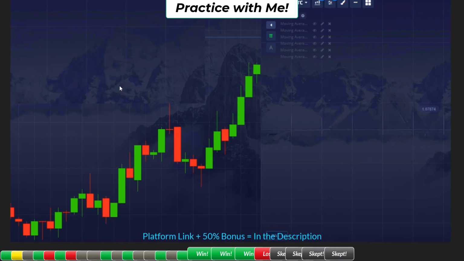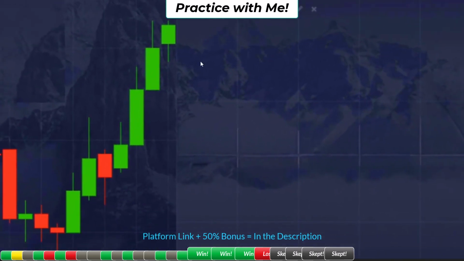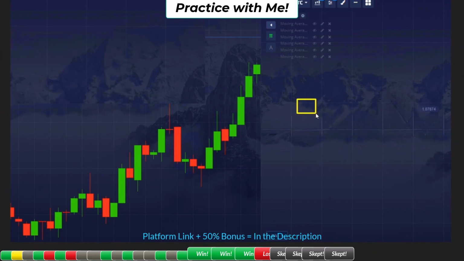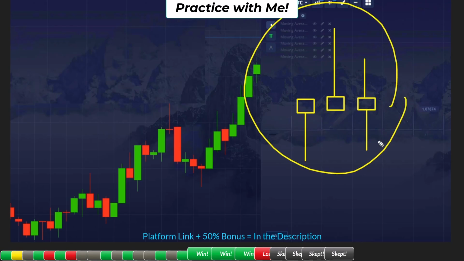But still, that's the same. This is a continuation sign, middle of the trend, okay? This is a continuation sign. When you have hammers, inverted hammers, and spinning candles in the middle of the trend, and you know that the trend is strong, these are continuation signs, okay?